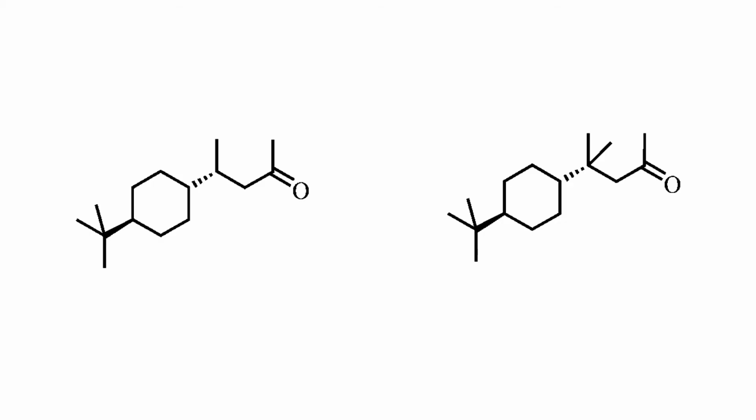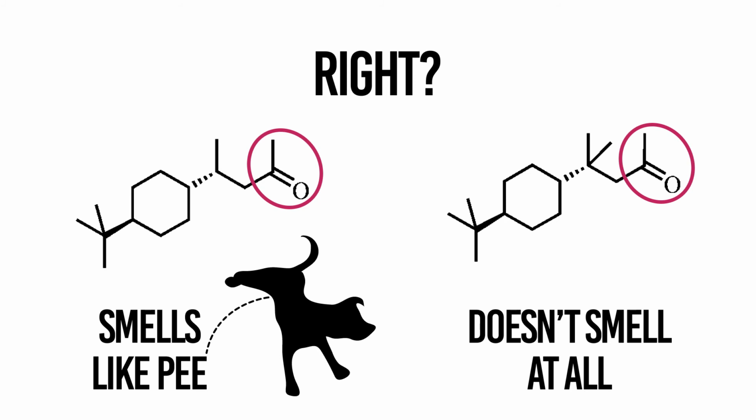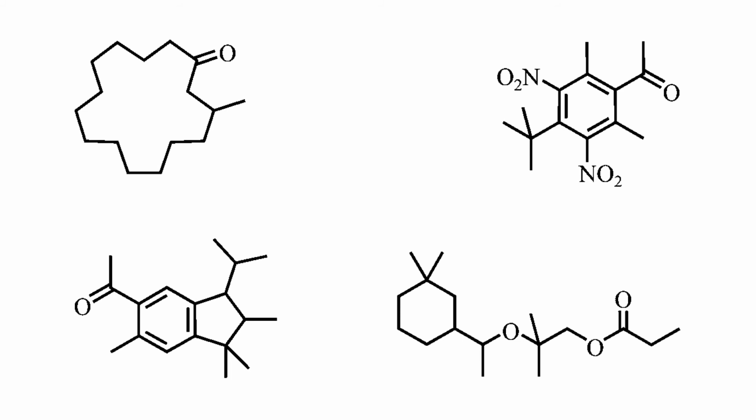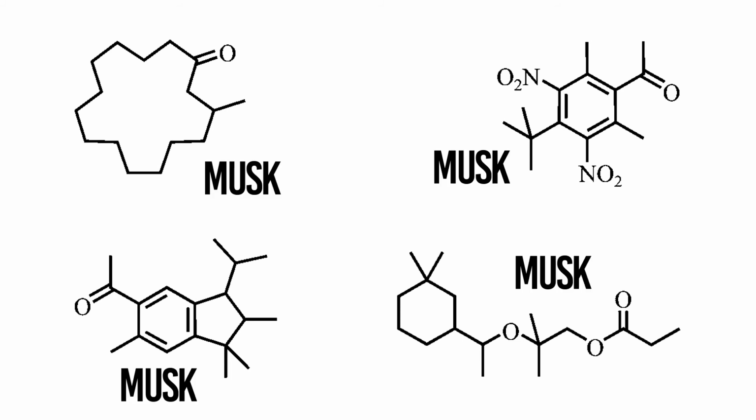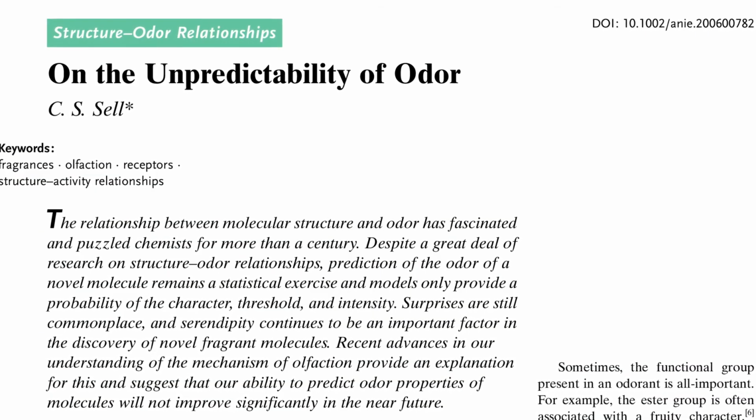Check this out. These two molecules have the same functional group. They look nearly identical, so they should smell the same, right? Spoiler alert, they don't. And then we have these 4 molecules, which look nothing alike, and yet somehow they all smell like musk to us. Chemistry is so weird. Famed perfume chemist Charles Sells was so vexed by these challenges that he wrote a paper all about it called On the Unpredictability of Odor.